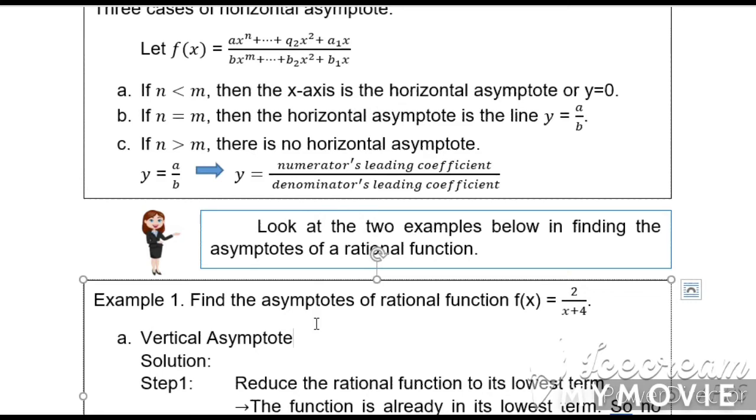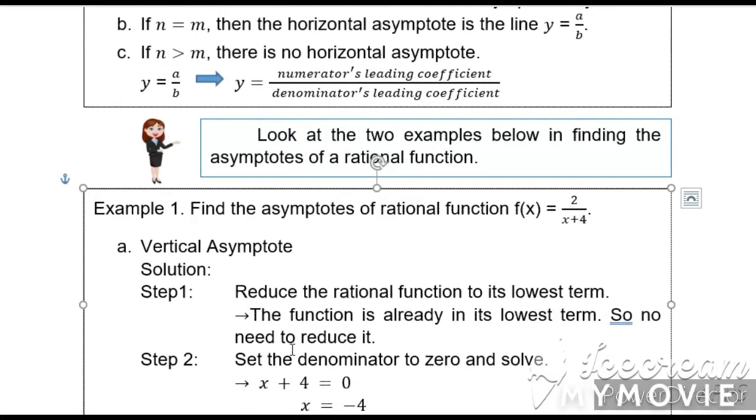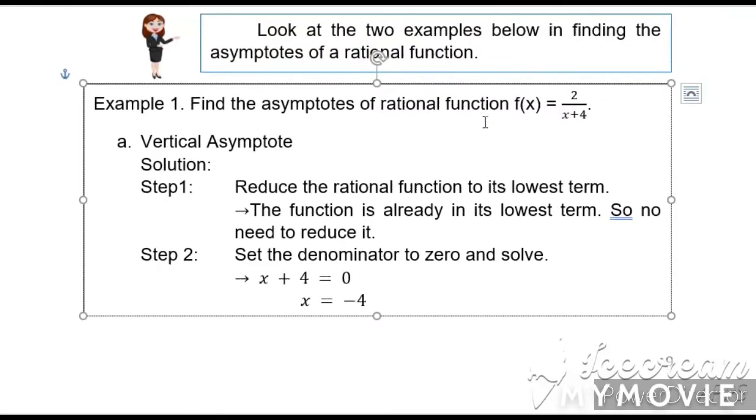Let's now have an example. Let's look at the two examples below in finding the asymptotes of rational function. We have example number 1. Find the asymptotes of the rational function f of x equals 2 over x plus 4. So for our vertical asymptote, we reduce the rational function to its lowest term. The function is already in its lowest term, so no need to reduce it. So set the denominator to 0 and solve.